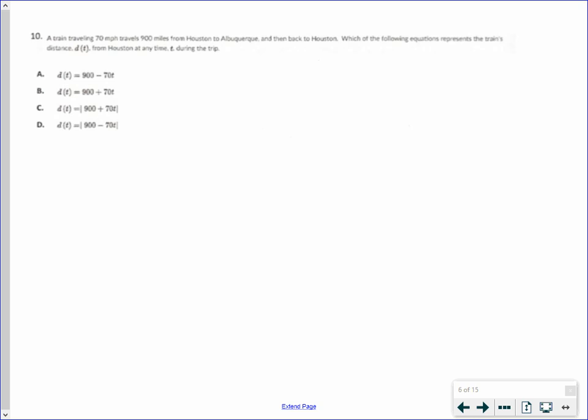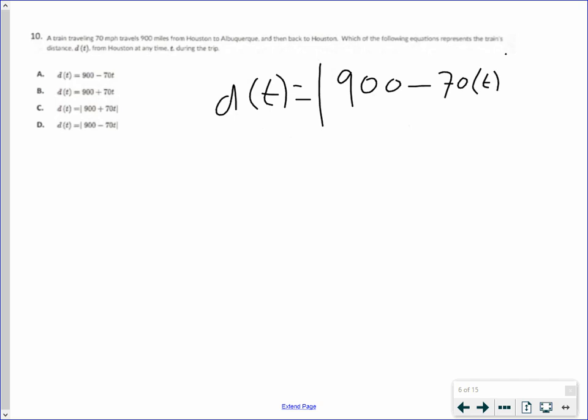Okay, so for number 10, a train's traveling 70 miles per hour. It travels 900 miles from Houston to Albuquerque and then back to Houston. Which of the following equations represents the train's distance, d of t, from Houston at any time t during the trip? So our distance is going to equal the absolute value of how far we have to travel or how far each place is, minus how fast the train is going, multiplied by our time, or t. So in this case, answer number 10 is D.